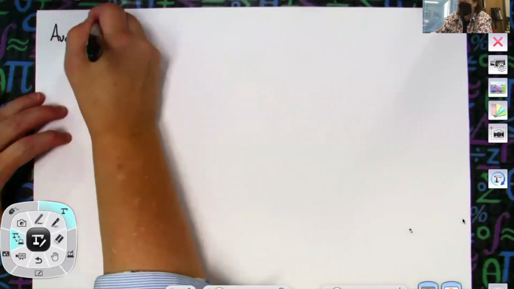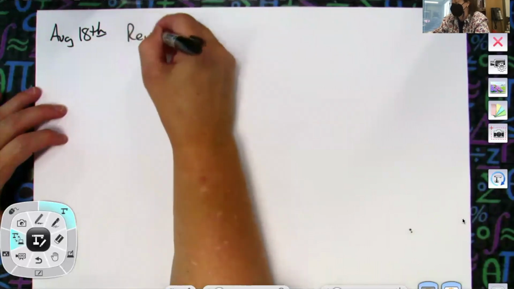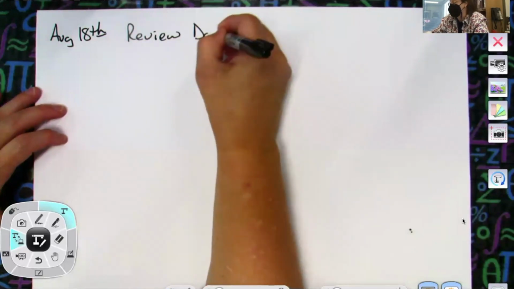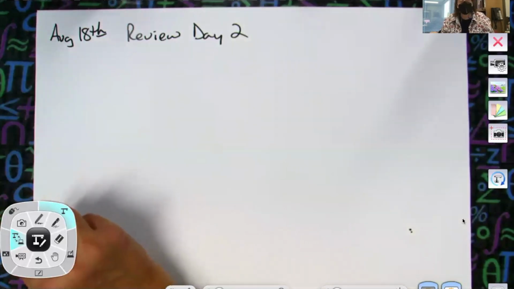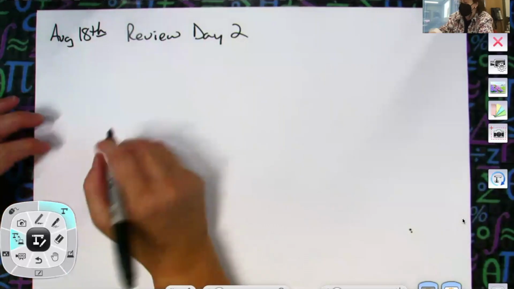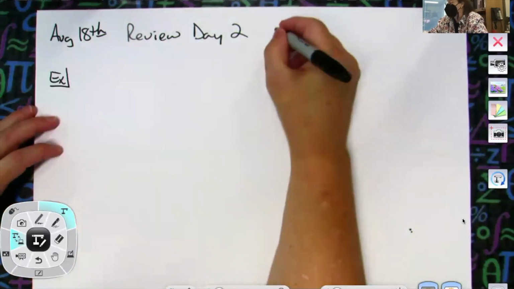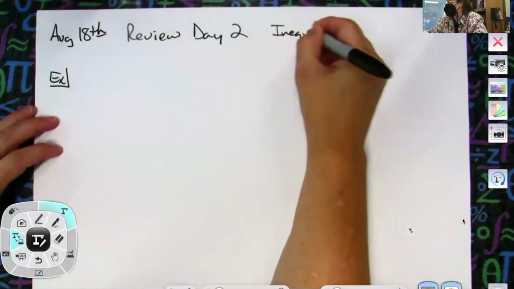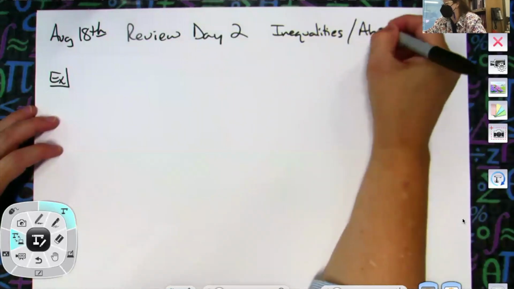Okay, so August 18th. And it's really just review day number 2. We're not really in a section out of the book yet. So review day number 2. We're going to take a look at some inequalities and absolute value equations. We're going to apply everything that we have done. Okay, let's just jump right in. Let's go ahead and write down inequalities, that way if you go back and you're trying to find something in your notes, you're going to have it at least labeled. We're going to take a look at some absolute value equations.